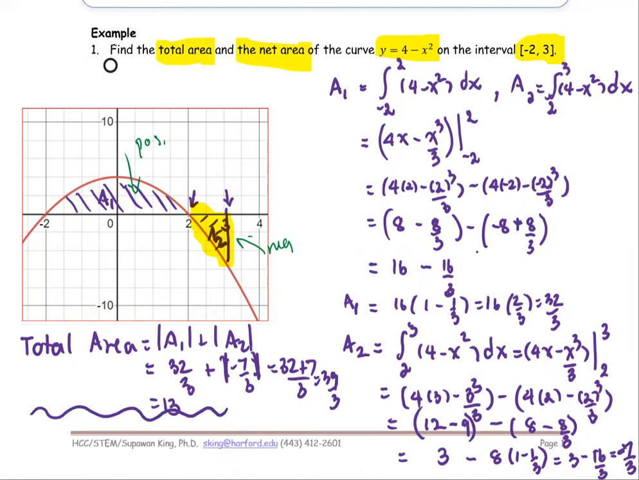And then the net area is computed directly from the quantities A1 and A2. Add them together: A1 plus A2, which is 32 over 3 minus 7 over 3. That comes out to be 25 over 3, or 8 and 1/3.